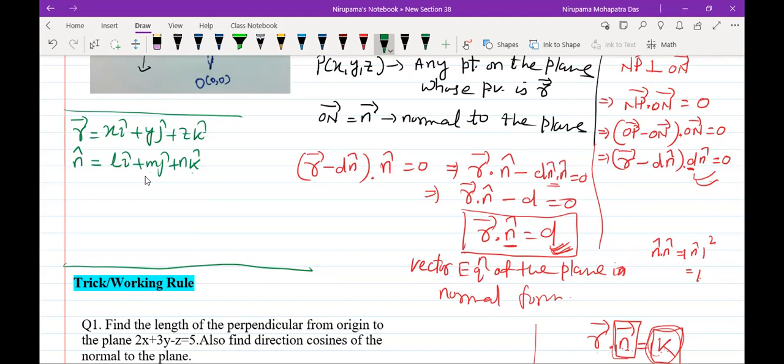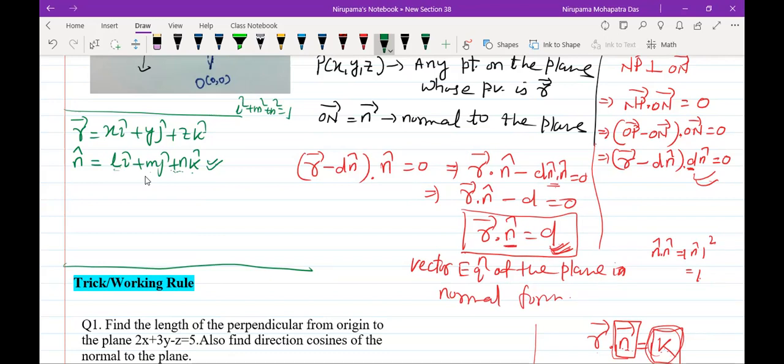It is always a unit vector because the magnitude of li plus mj plus nk is the square root of l square plus m square plus n square. And we know l square plus m square plus n square equals 1. So the magnitude of this vector is always 1. That's why this is always a unit vector, so we are taking n cap equal to this.